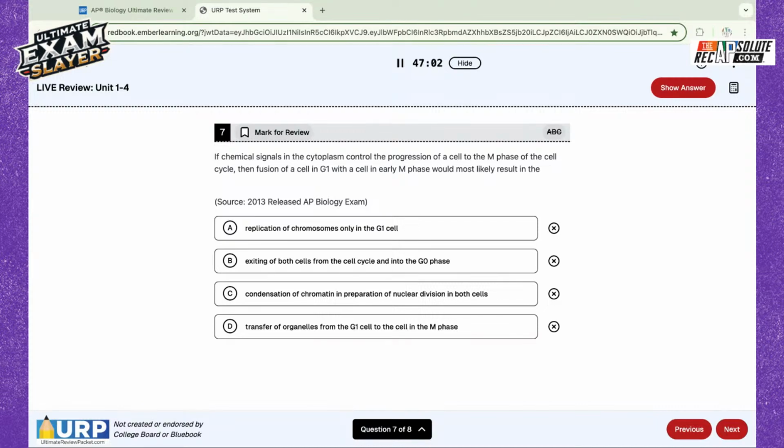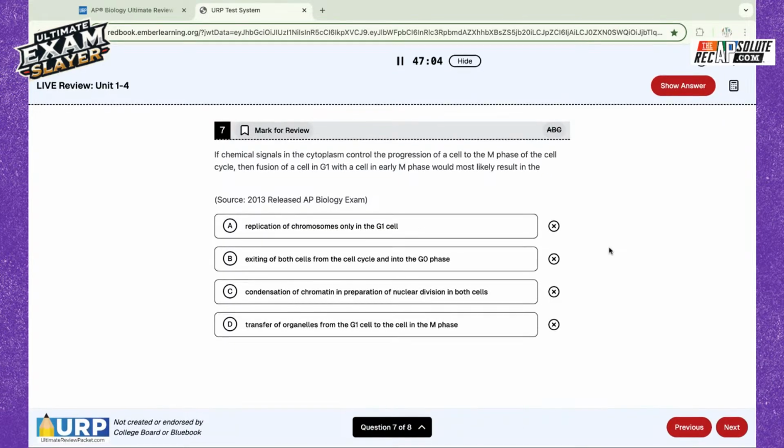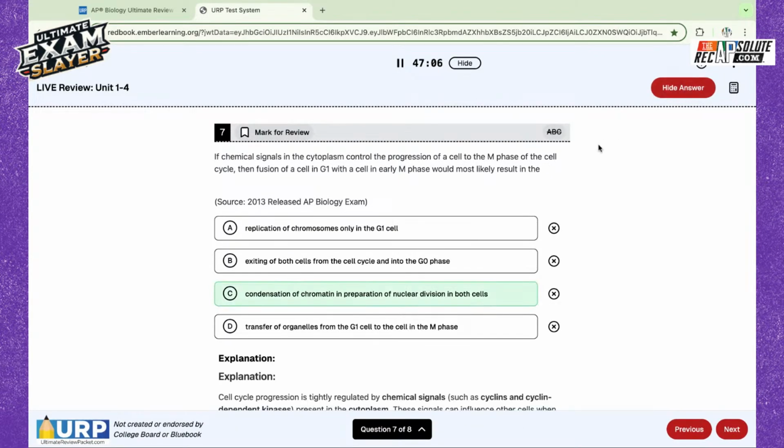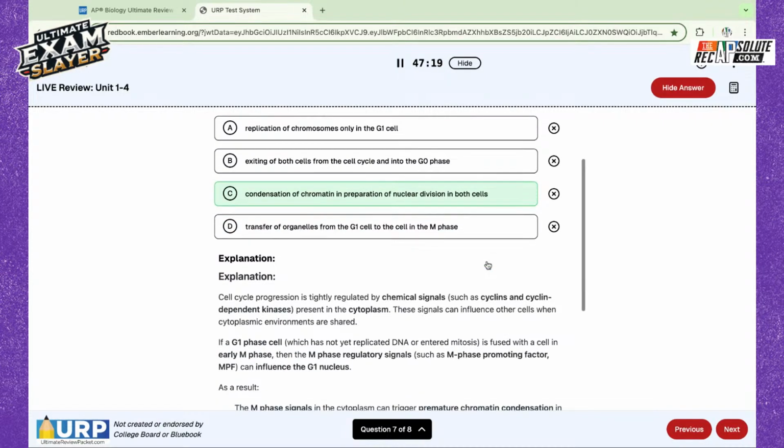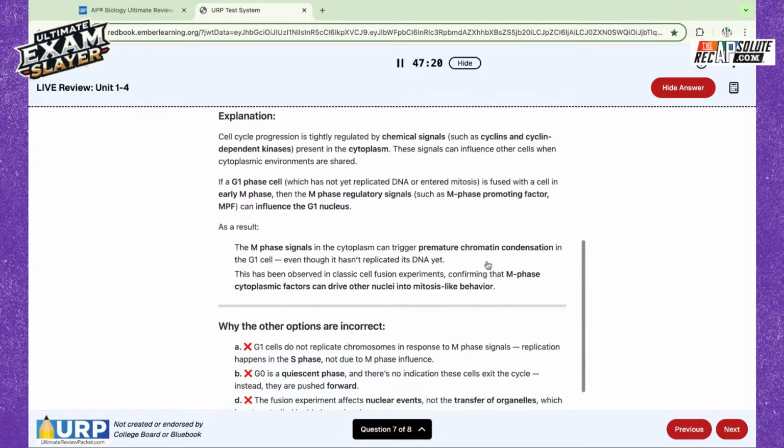All right, had a little bit of time to think. We're going to hit show answer. And I can see that we're going to get condensation of the chromatin as if it were going to divide. And clearly that's going to be an issue. My G1 cell hasn't even made a copy of its DNA yet. So we're not going to want to see that coming through all the way.